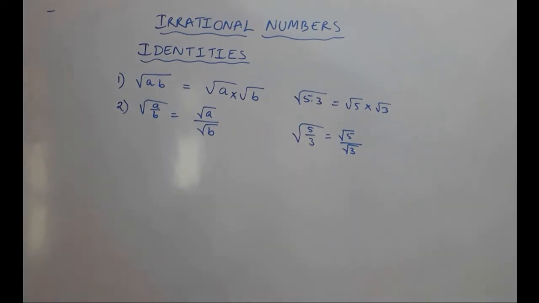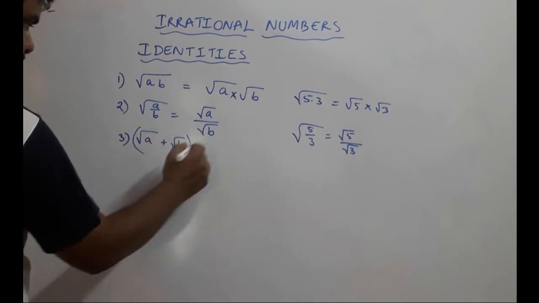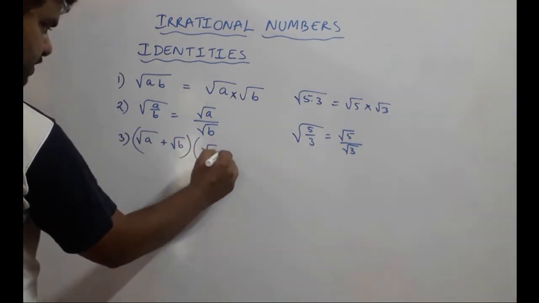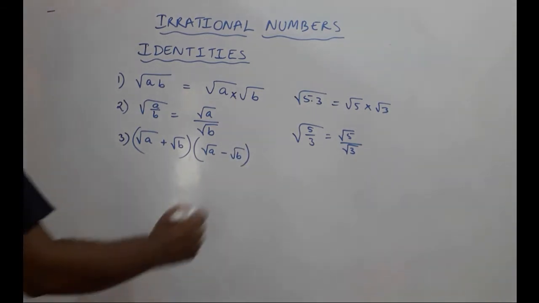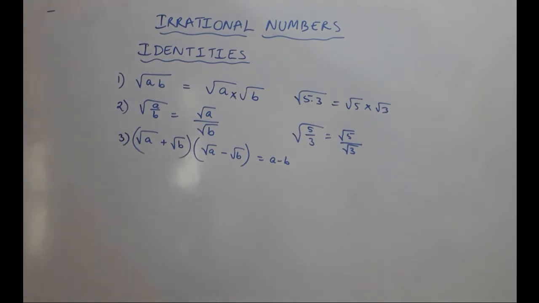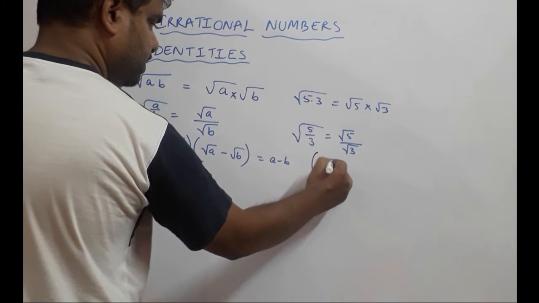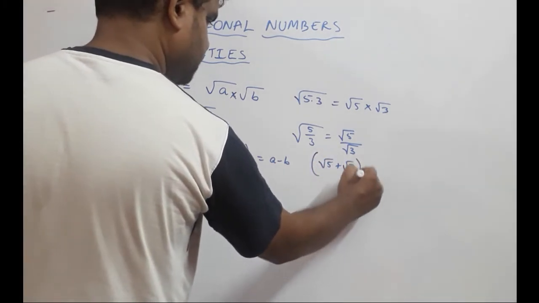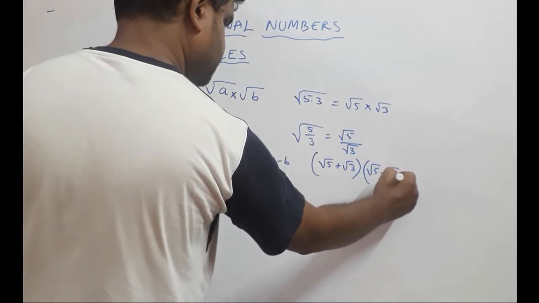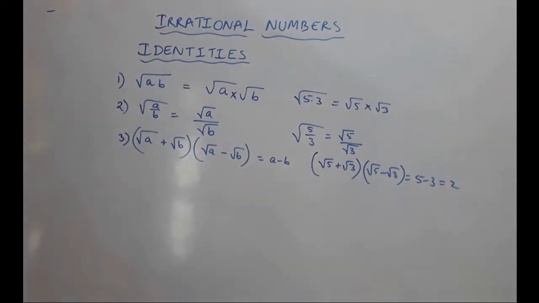Then we'll take the third one, which says square root of A plus square root of B in brackets multiplied with another bracket, square root of A minus square root of B, and this is equal to A minus B. So if we take it in terms of the brackets, it will be square root of 5 plus square root of 3 into square root of 5 minus square root of 3. This will give us 5 minus 3, which obviously will be equal to 2.